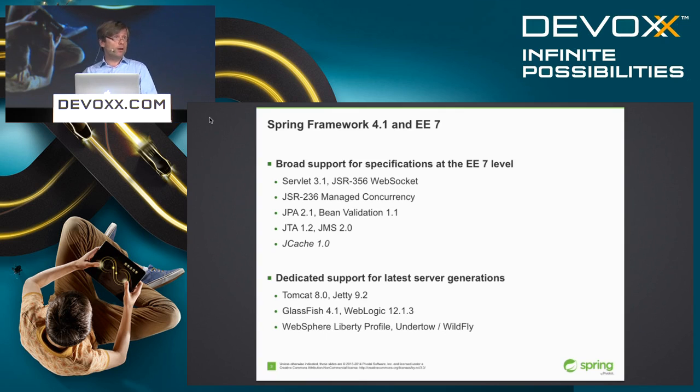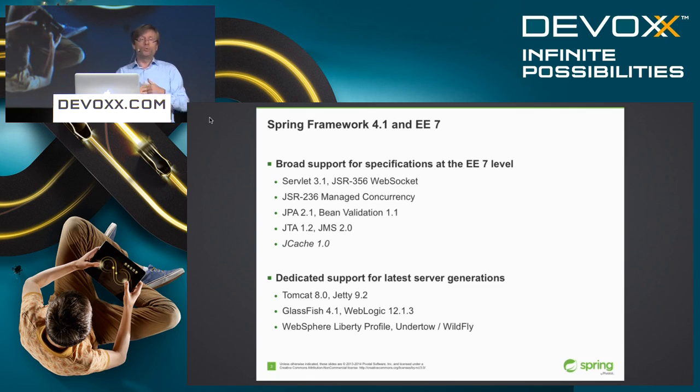JSR 236 managed concurrency. A great spec, came way too late in EE, very important to modern day Spring architectures. If you want to do any asynchronous processing driven and initiated by Spring, by your components running in a Spring environment, then we really need access to some kind of thread pools, right? Properly managed thread pools, capable of being monitored, etc. In an application server or platform as a service environment, that means usually grabbing some kind of managed thread pool from the environment, integrating it into the Spring application context. JSR 236 is a great way of doing that, and a standardized way of doing that.